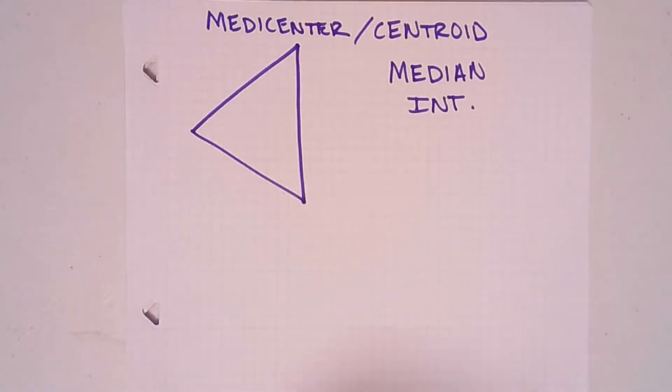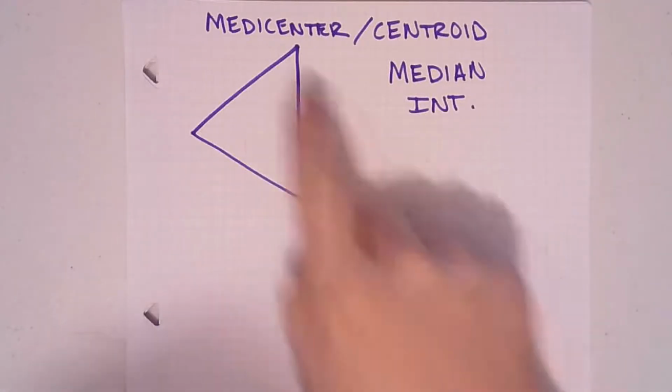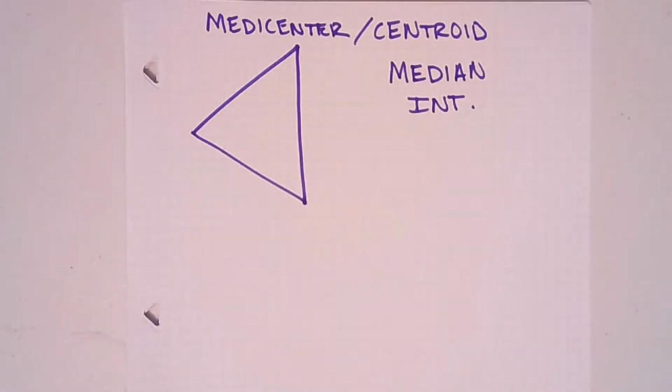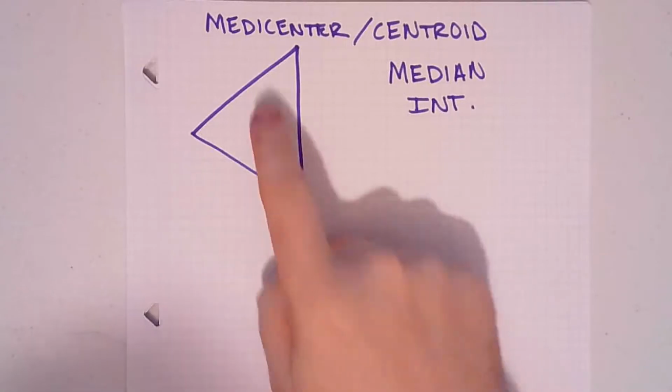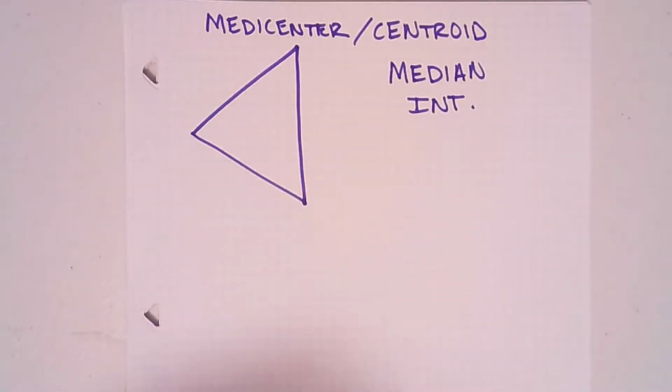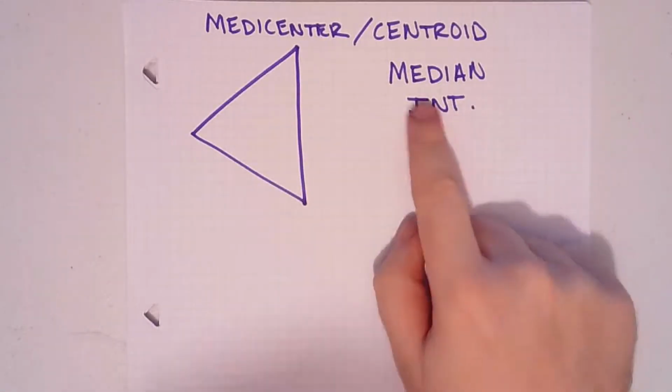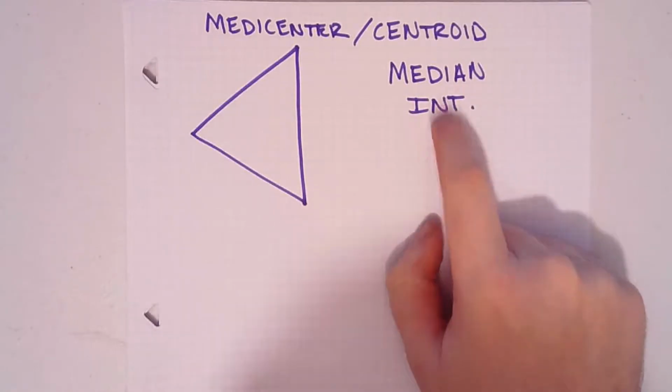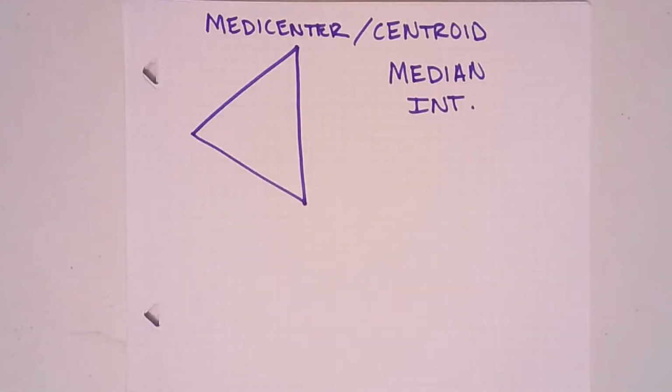So this video is going to be a quick summary of all of our different types of triangle centers. So the first one I'm going to talk about is the Medicenter or Centroid. Remember, that's the center of mass of a triangle. So it's always going to be inside the triangle because that is the balance point of the triangle. And we find that by finding the intersections of our medians. And medians are just the bisectors of the sides.